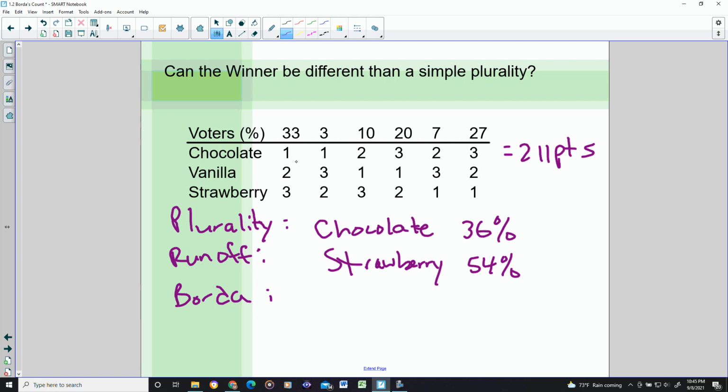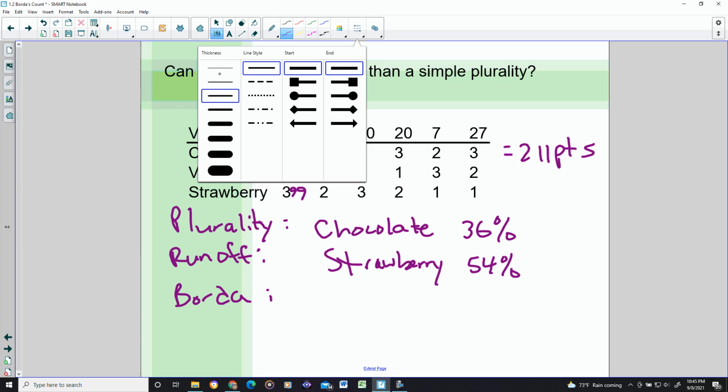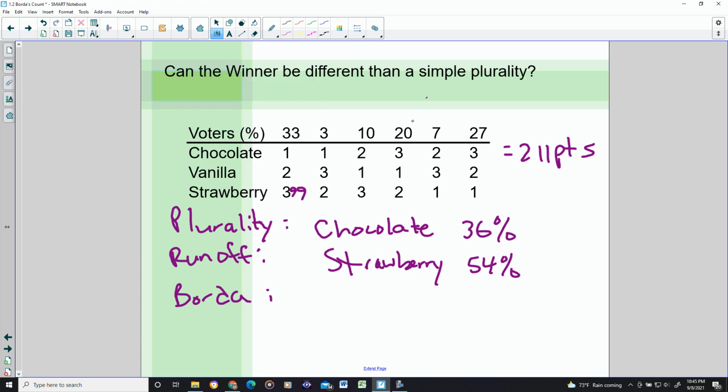So again, I just multiplied the place by the number of voters in that column and added it all up. Okay, so chocolate gets 211 points. Let's do strawberry. 33 times 3 is 99. Okay, I'm going to switch to a thinner ink here just so that we can see this a little bit easier. Okay, so it's 99. 99 and 6, that's 105.